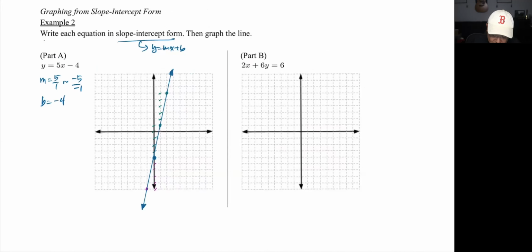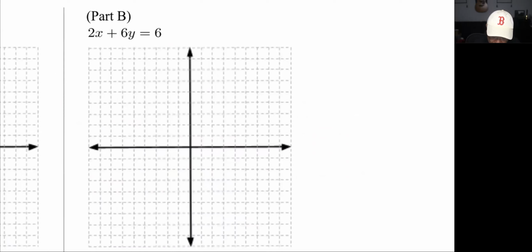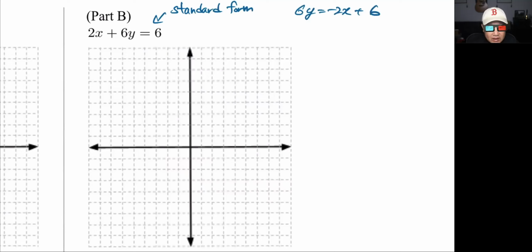All right. In this one, we do have to convert to the slope-intercept form. Remember, this right here is in standard form. In order to solve for the slope-intercept form, which is y equals mx plus b, we have to solve for y. The first thing we're going to do is subtract 2x from both sides, yeah? And when you do that, what we end up with is 6y is equal to negative 2x plus 6. And now we're going to divide everything by 6.